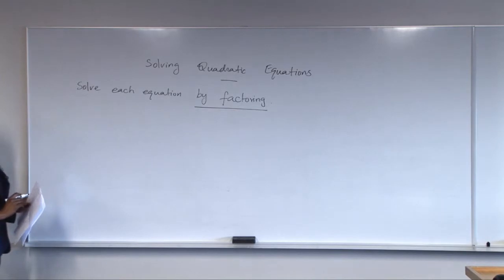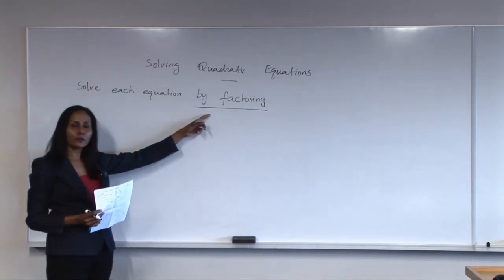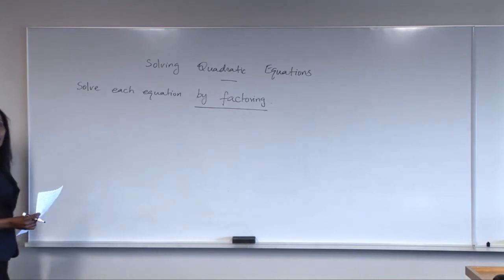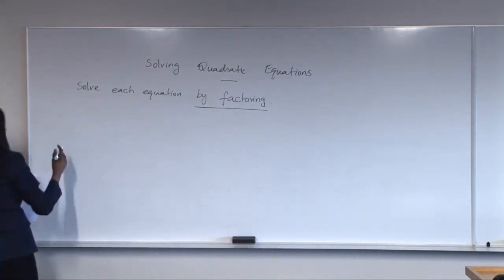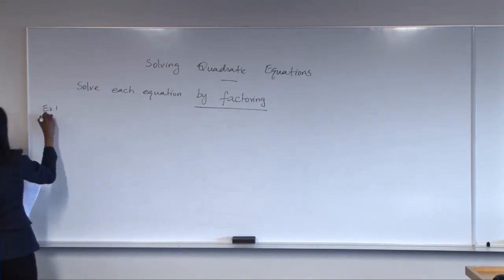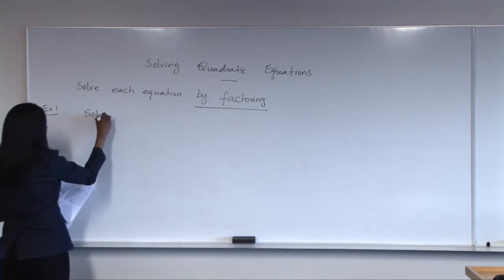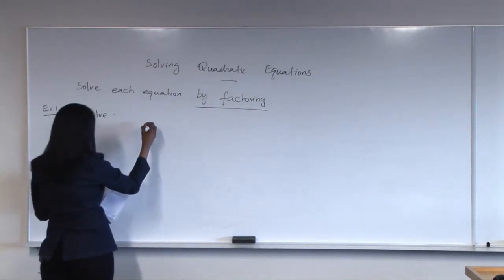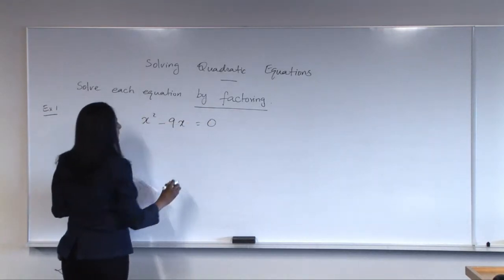So when you see problems like this on the quiz or exam, if it says solve equation by factoring, you have to show your work by this method, because you are going to see how to solve quadratic equations by other methods also. So here the problem is example 1, solve by factoring. The equation is x squared minus 9x is equal to 0.